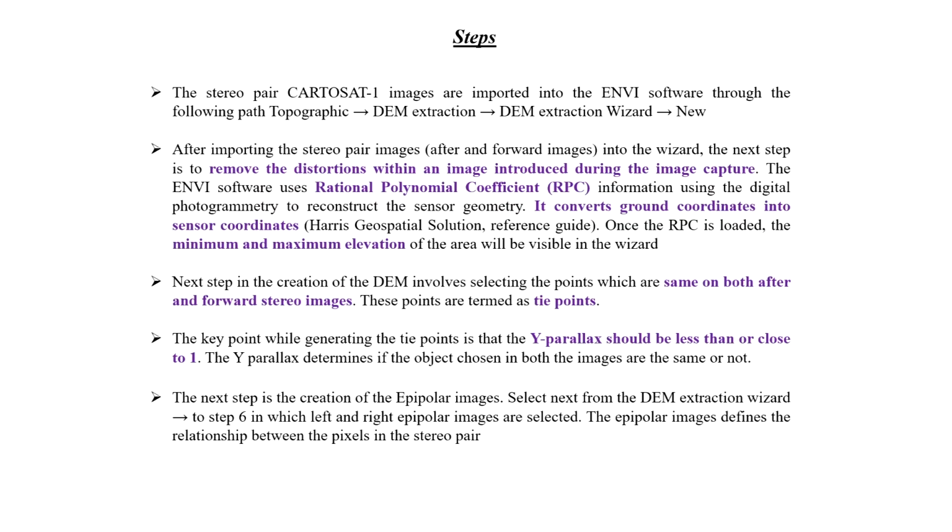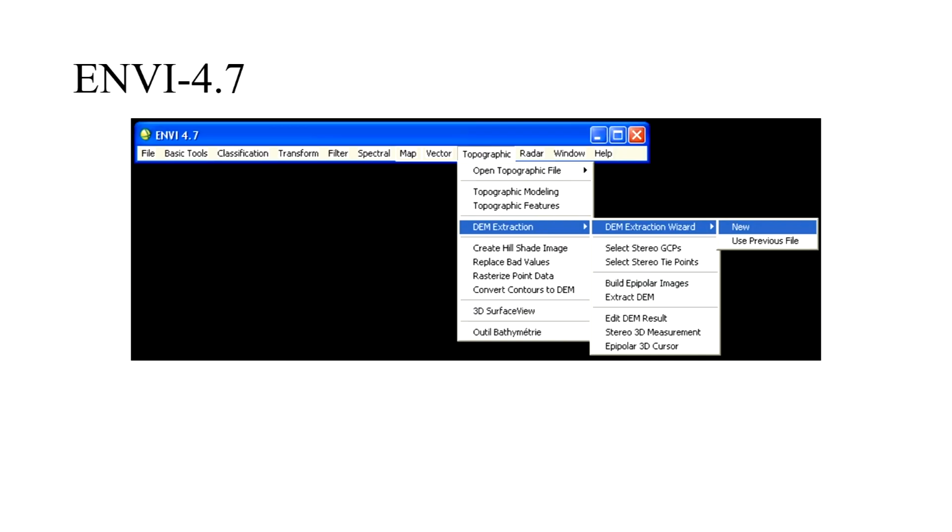So here we have written some steps to generate the DEM and the anaglyph in the ENVI software. First you have to install the ENVI software on your PC, and once you open the software, you will see such a window open. Here you can see some options, and under the topographic module there is a DEM extraction module, which is especially used for the extraction of DEM.